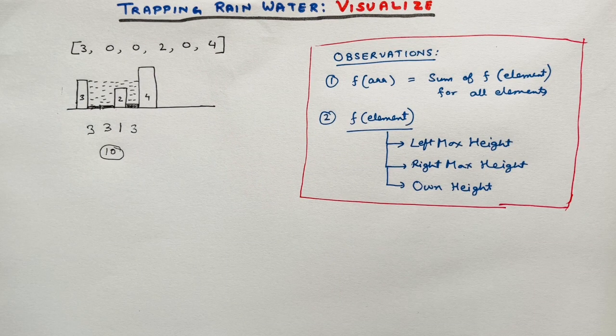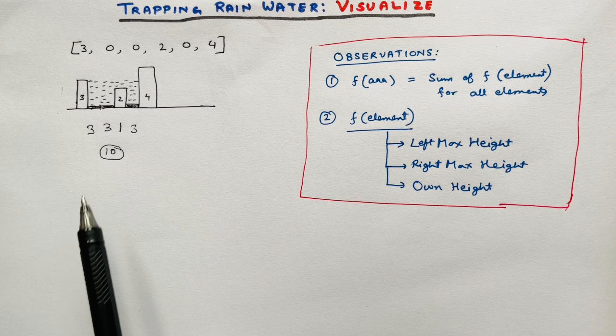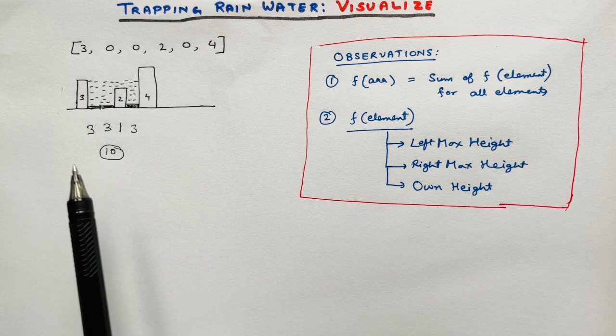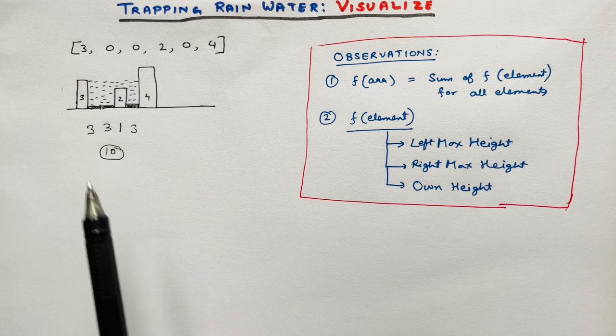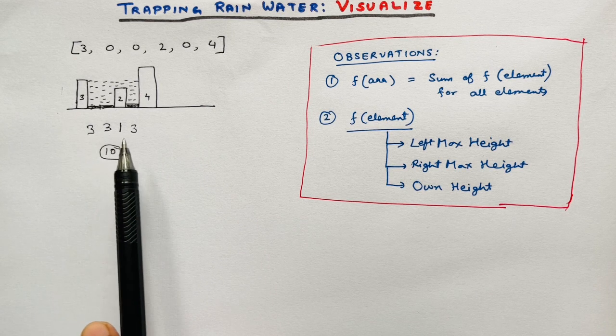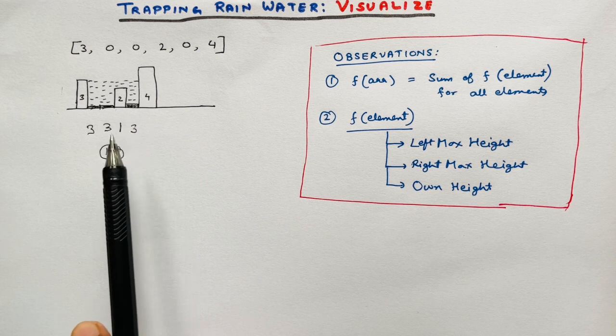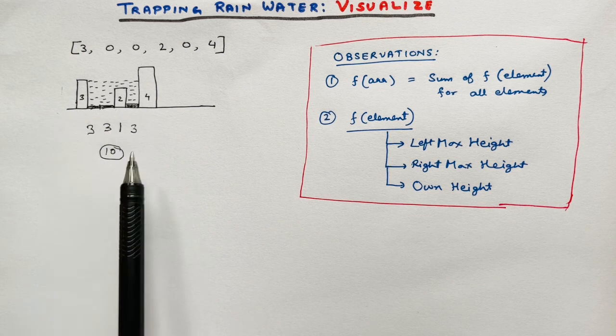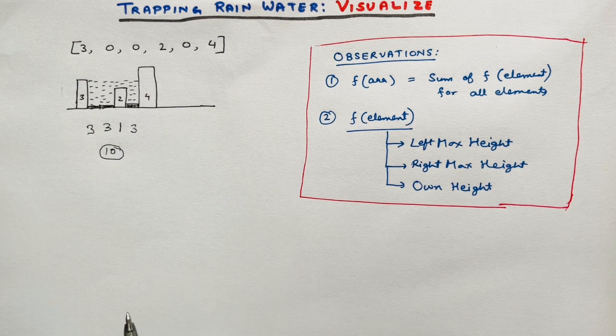Now what are some observations that we can make? First thing that we can see is that the answer for the whole array depends on the answer for individual elements. So if we compute the answer for individual elements, that is how much water each individual element can hold, and sum that up, we will get the answer for the whole array. This is the first observation.